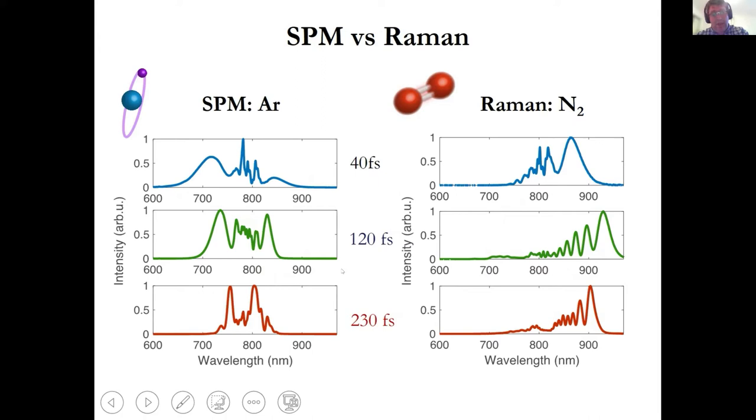So we have compared argon and nitrogen, where argon is based on self-phase modulation and nitrogen is based on Raman. We change the pulse duration. And as we change the pulse duration, we change the pulse energy to maintain the peak intensity. So you see that for argon, there's less and less spectral broadening as expected. While for nitrogen, the maximum broadening is not for the shortest pulse, but rather for 120 femtosecond pulses. Why is this?